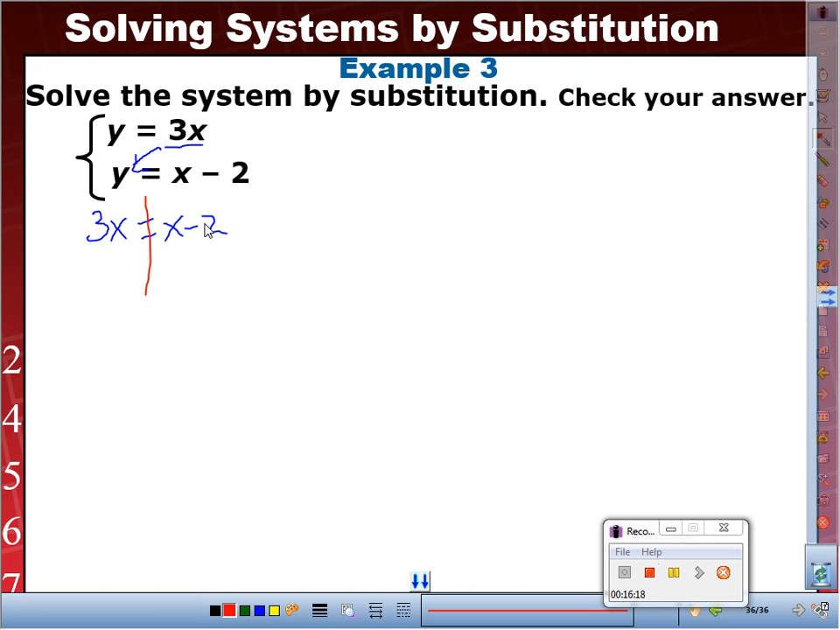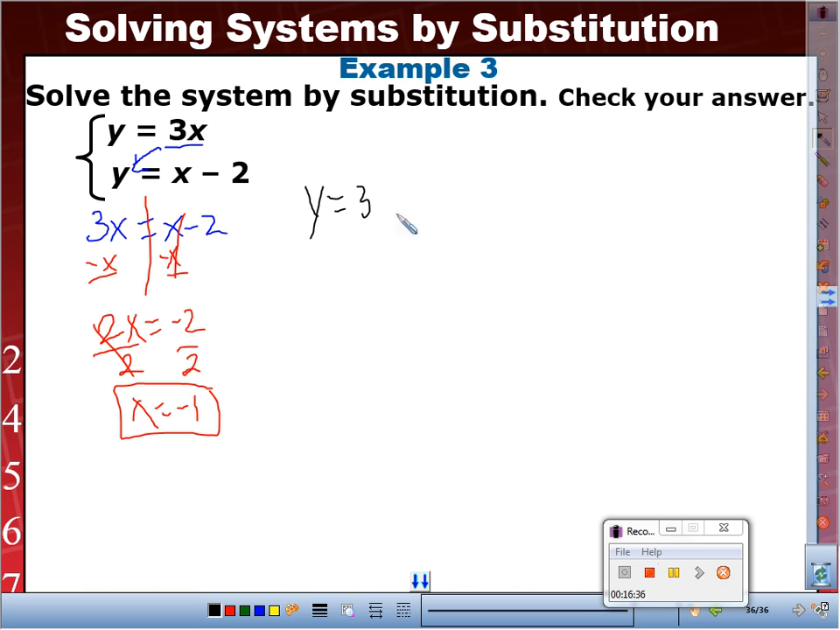Step 3, solve for the variable. Minus x, we're left with 2x equals negative 2. Divide by 2, x equals negative 1. Now we have x. Now we need to solve for y. I'm going to use the top equation, y equals 3x. But instead of x, I'm going to substitute in here negative 1. And this becomes y equals 3 times negative 1, so y equals negative 3.